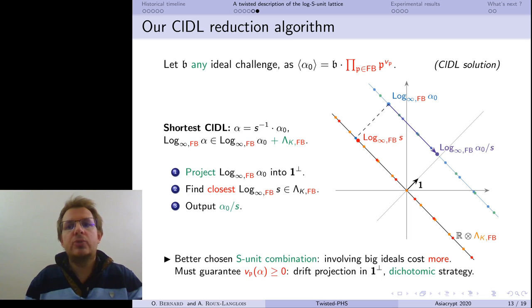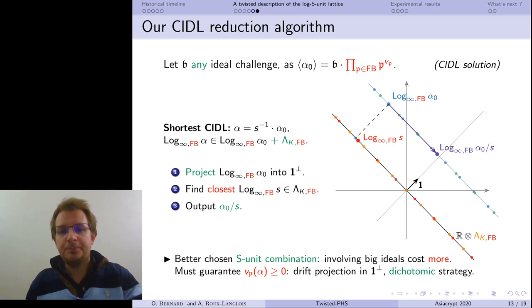So you expect to have a better solution because of the weights that are saying that involving big ideals will cost more. So you expect a better estimate combination, and at the end you expect to have a better value. And one of the technicalities I didn't show on this slide is that you must guarantee that the valuation of your solution is greater than zero on every finite place, because otherwise the element wouldn't be in B. So you have to drift your projection slightly into the orthogonal space of 2-1, and we use the dichotomic strategy to do that.